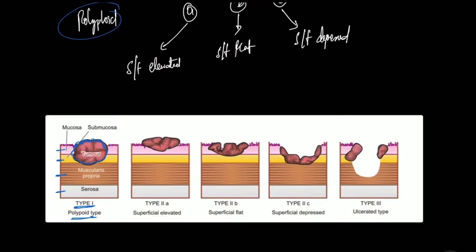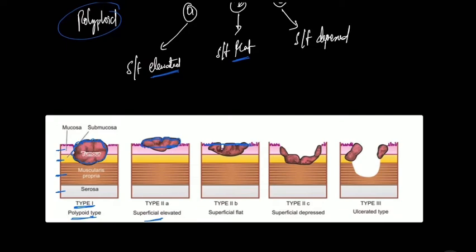Coming to your type 2A, which is your superficial elevated, we see the tumor here. We see that it is superficially elevated. Yes, so thus having the name superficially elevated. Coming to your type 2B, we see superficial flat. Yes, we see that it is flat. Yes, it is aligning with the layer of your mucosa.